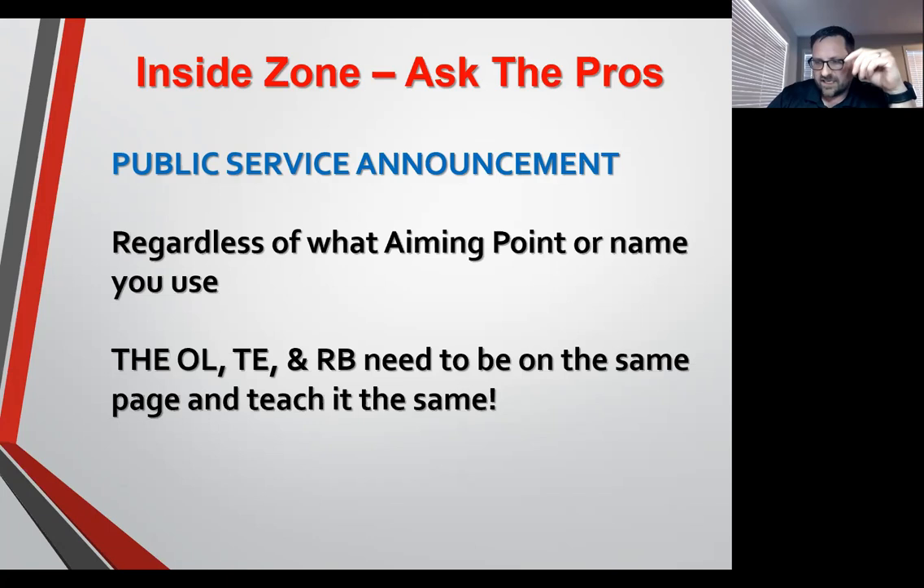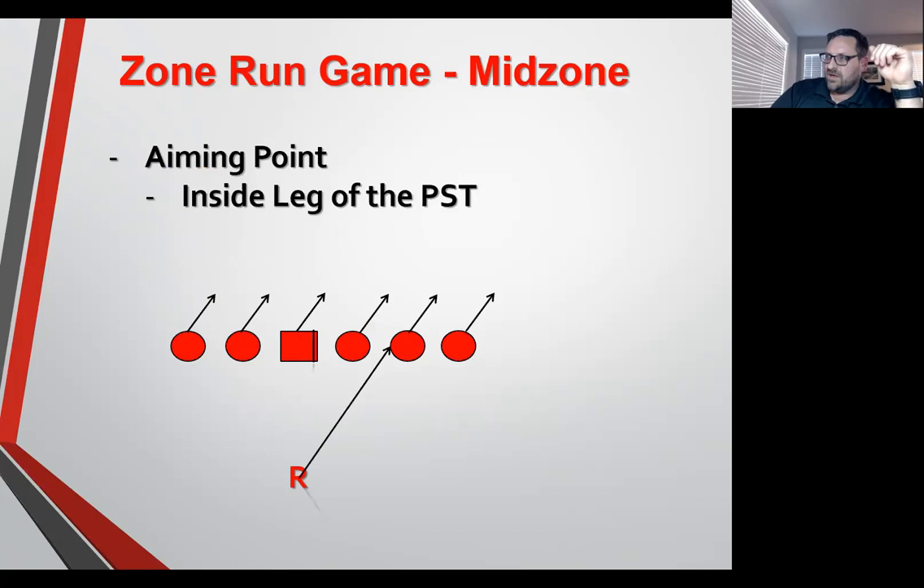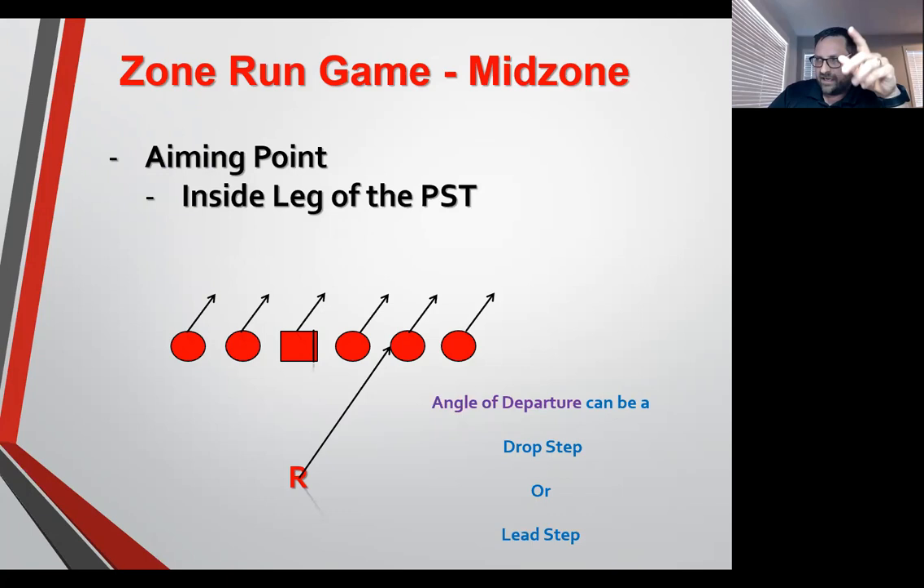If you haven't heard Coach Wiley speak before, you'll hear about the angle of departure. It's got to match your running back's path. If it's a wide zone, you're going to be wider in your angle of departure. If it's tight zone, you'll be a lot more vertical with it. Now going back to mid zone, you can see it's the inside leg of the play side tackle, but I put these arrows on here so you can see everybody's on the same path. Whether you take a lead step or a drop step to start your path off, depending on how you teach it, as long as you're consistent, it can all be great for you.